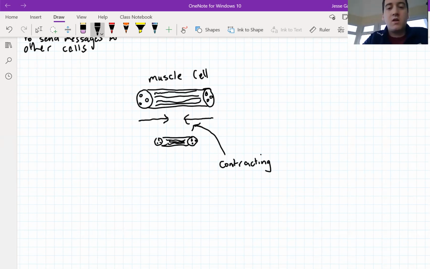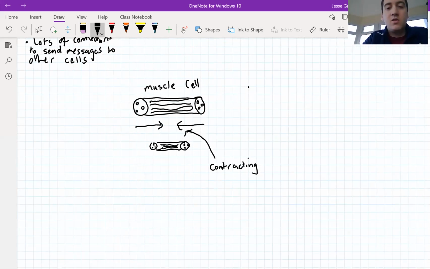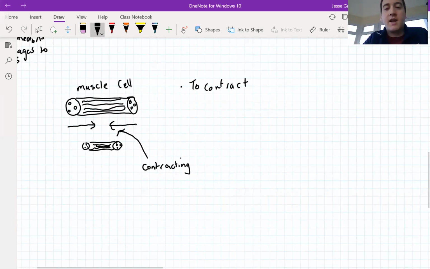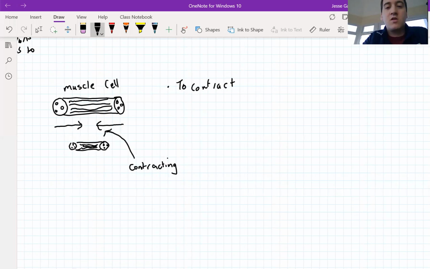So the function of the muscle cell is to contract, which is when the fibers tighten up and shorten, and then it can relax. So they can contract and relax, which means it can go back to its original length. And this allows your body to move parts of it, so to move your arm, for example. So to contract and relax, to move parts of the body.